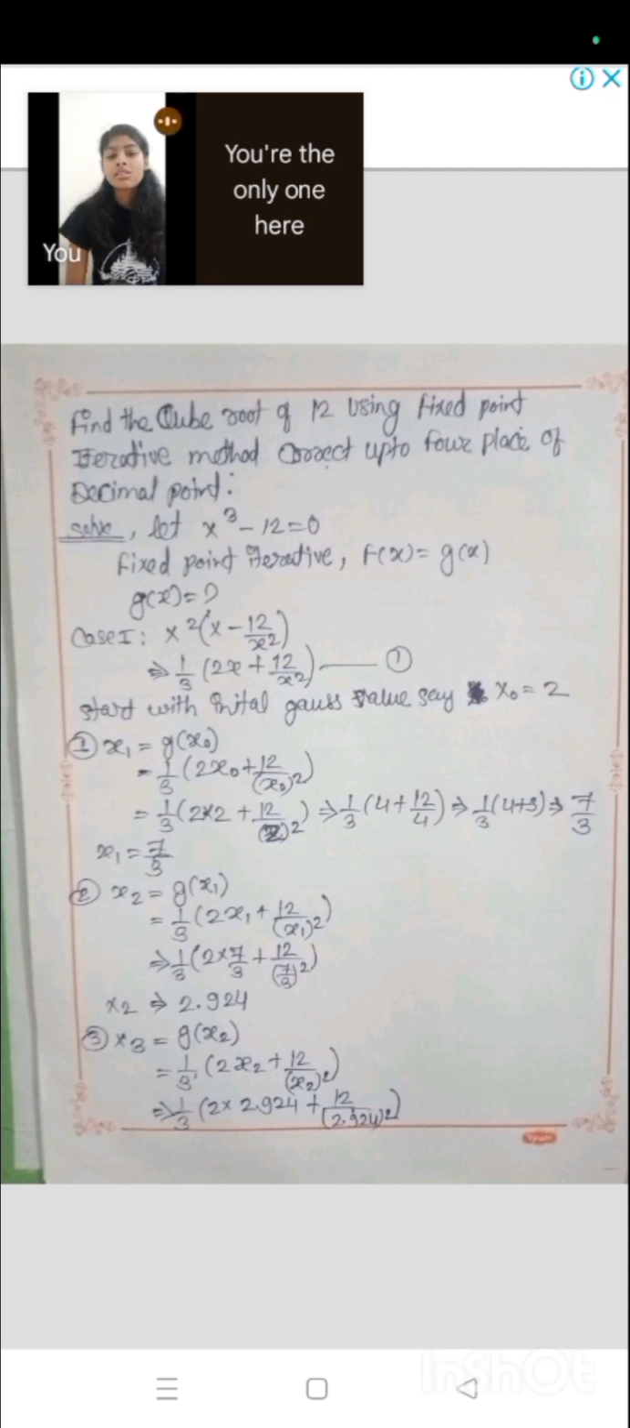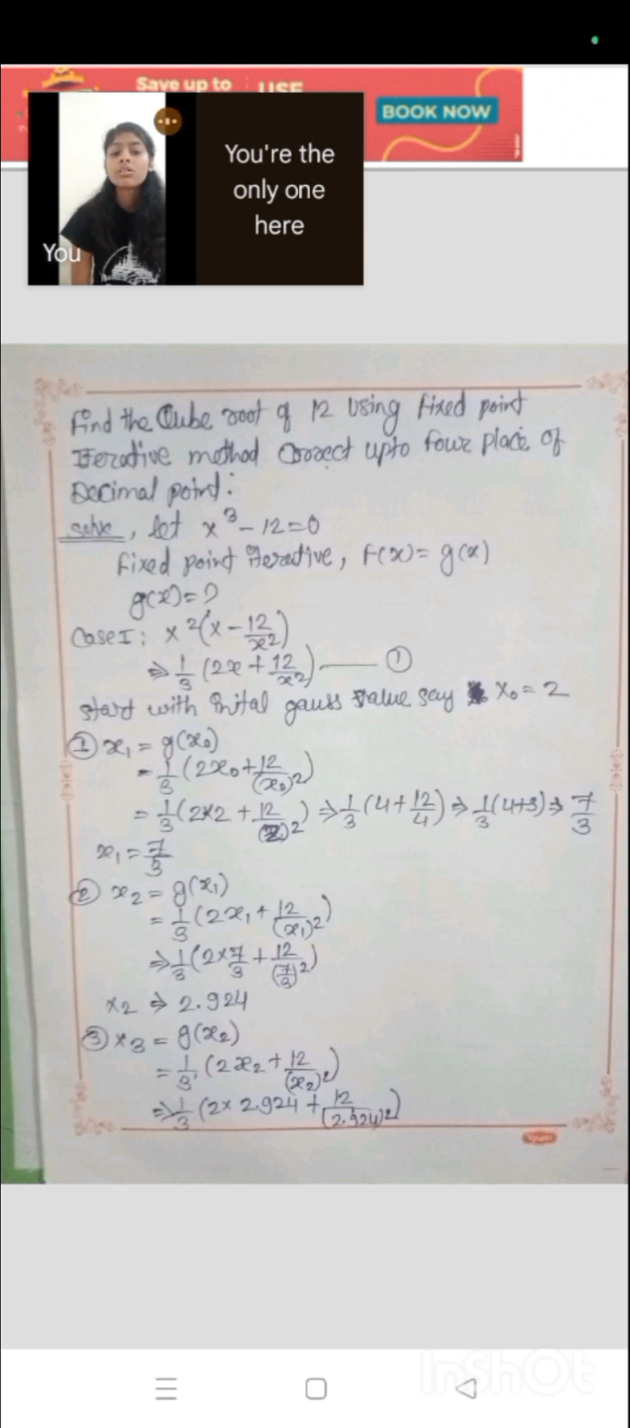Let x cube minus 12 is equal to 0, and for fixed point iteration, x is equal to g of x. Now we find the g of x values with the help of f of x. In case 1, we find g of x: x square into x minus 12 by x square. Solving this equation, we get g of x is 1 by 3 into 2x plus 12 by x square. We call this equation number 1.